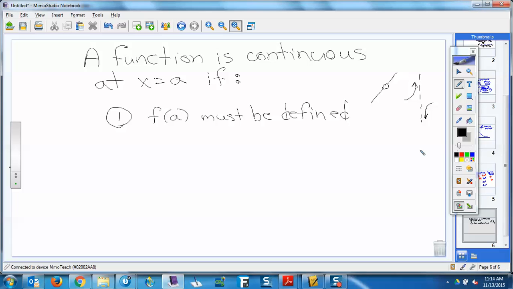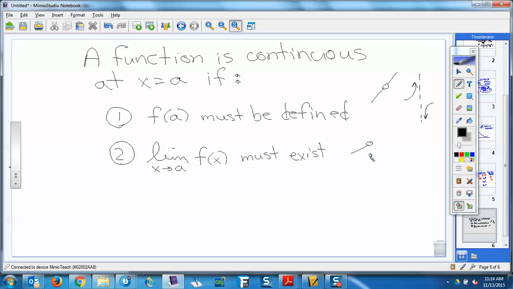Okay. Number 2, the limit as x approaches a of f of x must exist. Now notice the terminology. When we talk about a function value, we talk about being defined or undefined. We talk about a limit, it exists or it does not exist. The limit must exist.